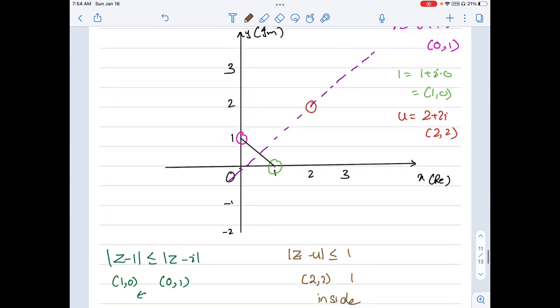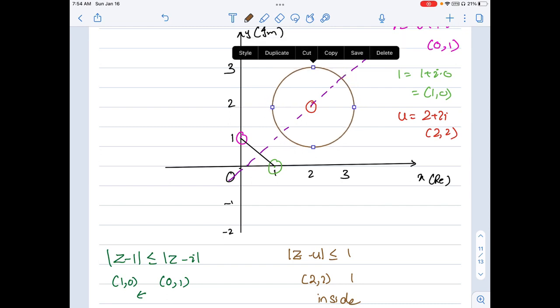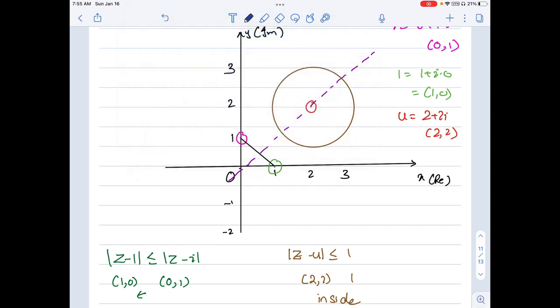So I draw a circle with center (2, 2) and radius 1. Because it is (2, 2), it should go to 3 and it should come to 1 and 3. Center is (2, 2) and inside the circle. So now it should be shaded towards (1, 0) and inside the circle. So this is going to be my answer.